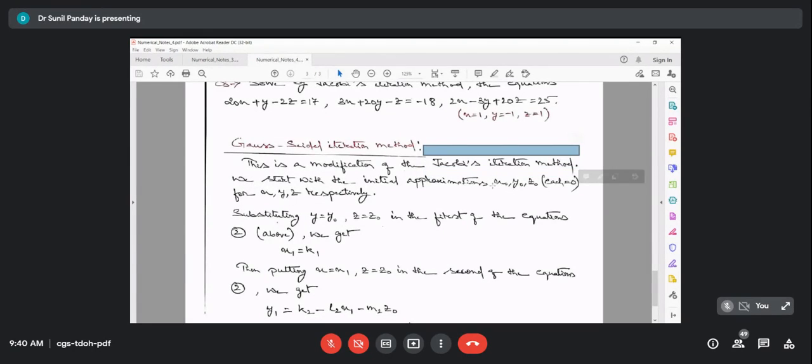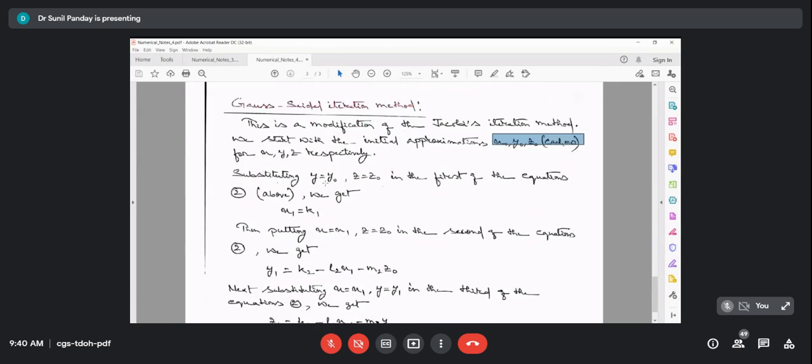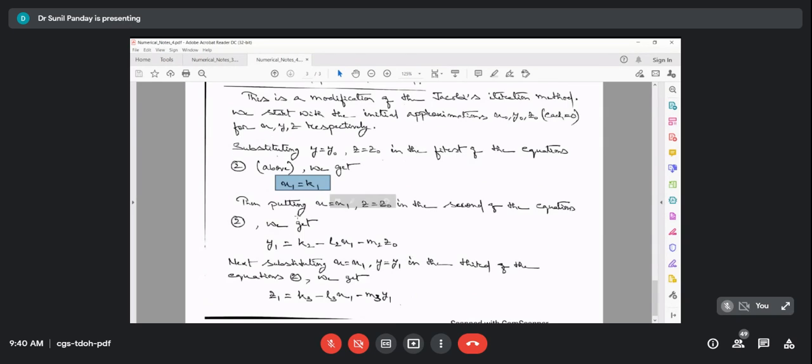We start with the initial approximation again, x naught, y naught, z naught as 0. Substituting the values of x naught, y naught and z naught in the first step, we will get x1. So the x1 we will get immediately, but to get y1, earlier we were using x naught here, because if we use x naught in the Jacobi method, we will get y1 as k2. If you remember the previous method, we got y1 as k2 because we substituted on the right x naught, y naught, z naught as 0.